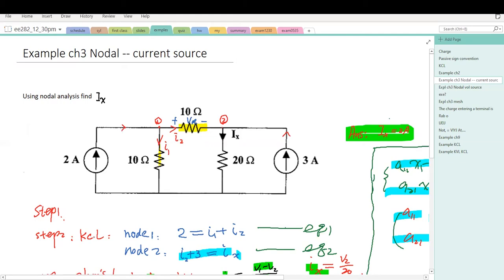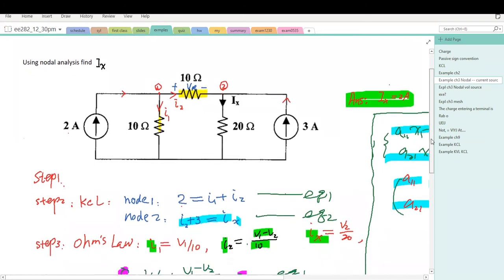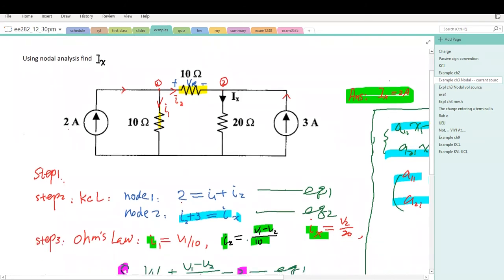Next, step 2, we want to apply KCL for each node. At node 1, we have current flow into equals current flow out to. So current flow into, that's 2 and I1 and I2. And KCL at node 2, current flow into, that's I2 and 3, this current source, current flow out to, that's IX. And here I use a small ix instead of a big IX. They're the same thing in this case.